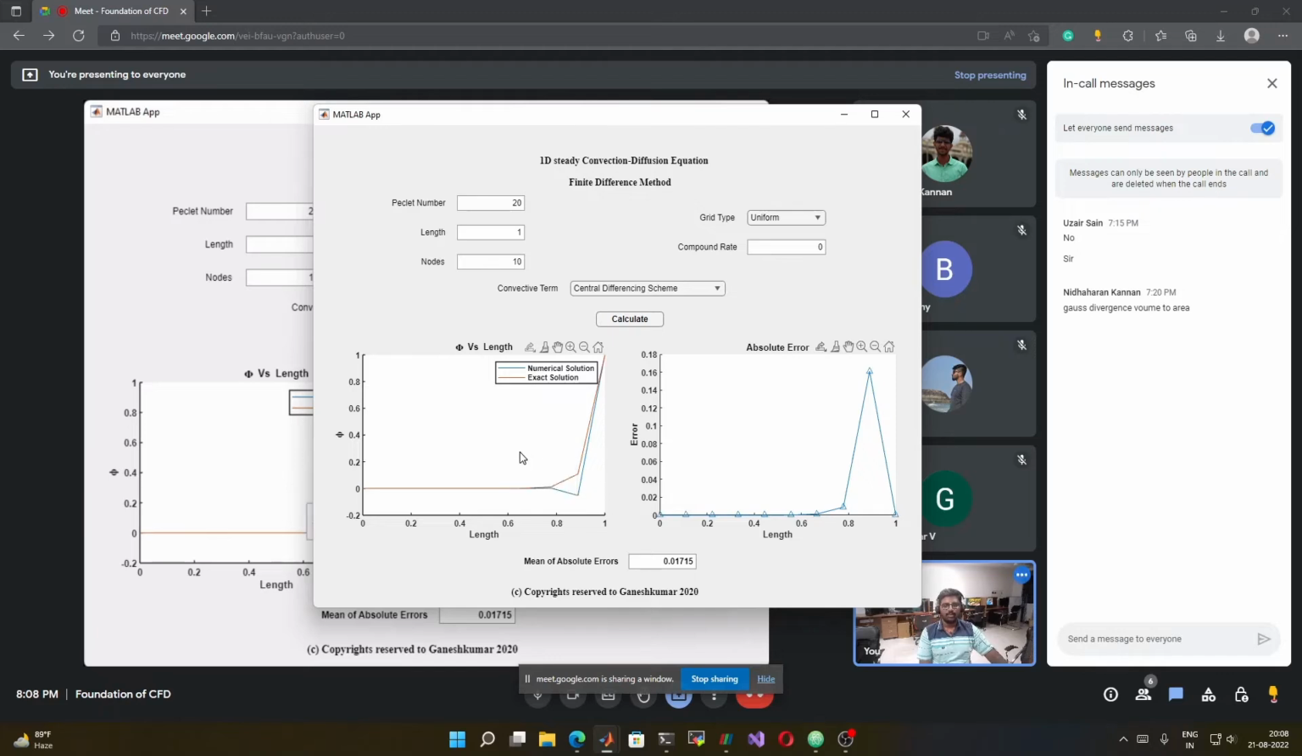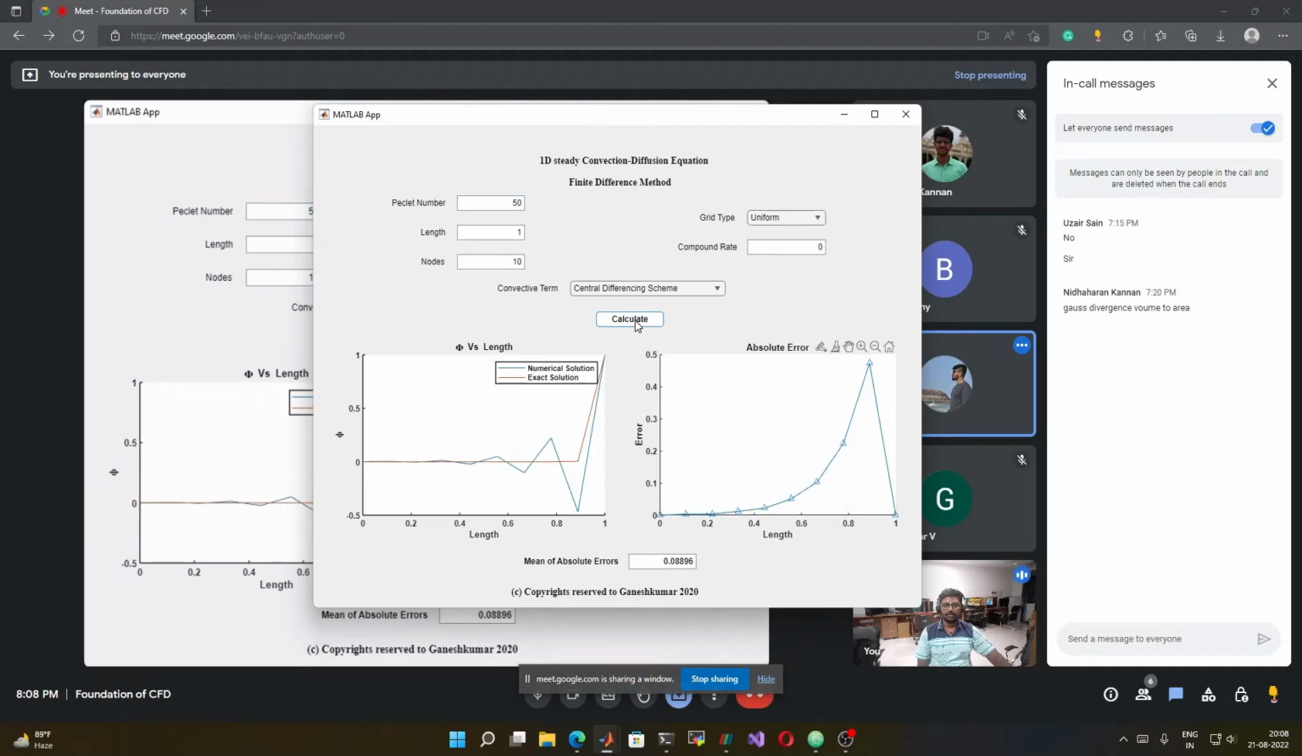So you might ask me what is the minimum delta x I should use to get the proper solution, right? So let's increase the Peclet number. What will happen if you increase the Peclet number? What do you guys think? The graph will shift towards our right hand side, sir. It approaches one, I think. Right, so it is true.